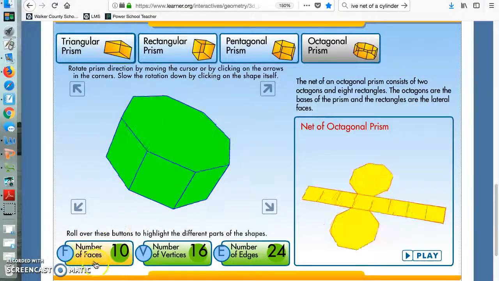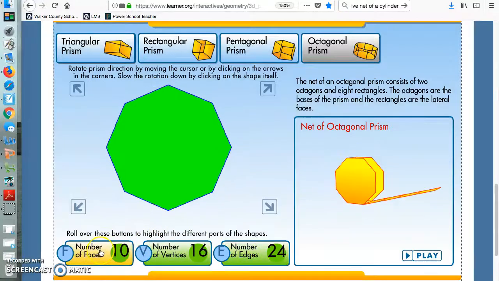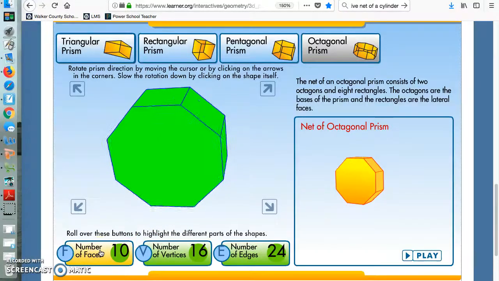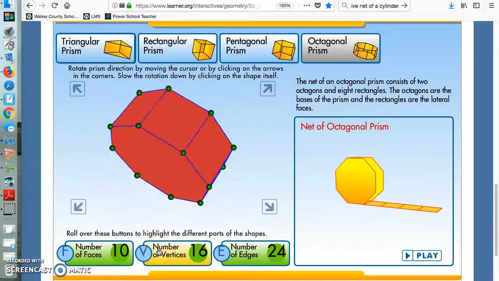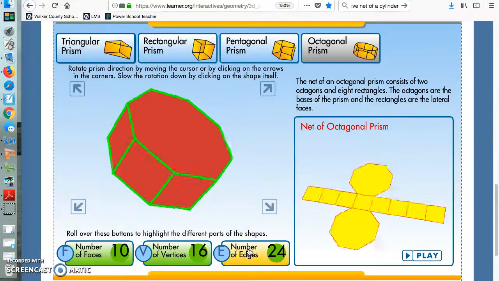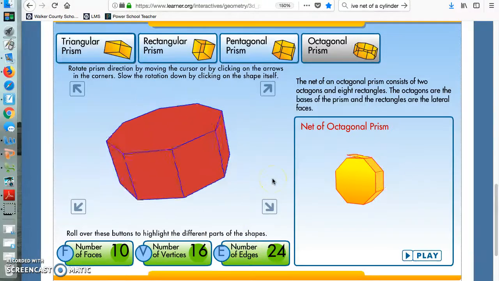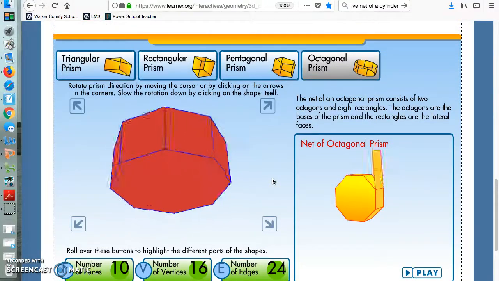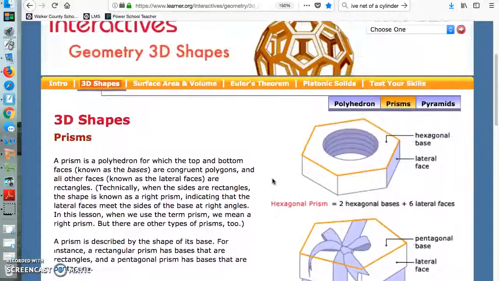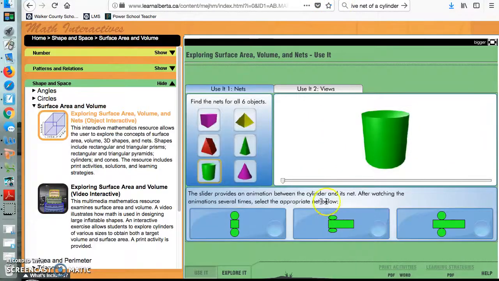Okay? You see down here there's faces, vertices, and edges. Faces are actually the shapes. The vertices are where they meet at a point, and edges are the lines created when you put 2 of the shapes together. So you've got pyramids, you've got prisms, and then we also have cylinders.